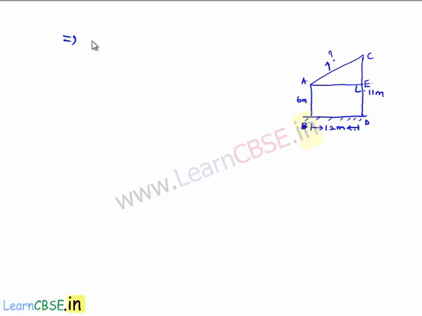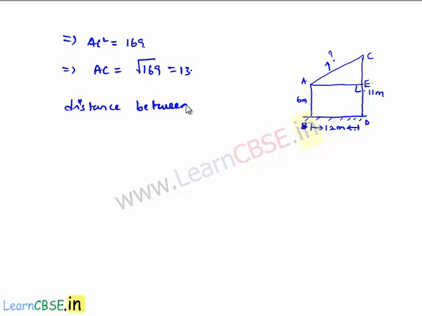That implies AC square is equal to 144 plus 25, which is 169. That implies AC is equal to square root of 169, that is 13. Therefore, the distance between the tops of the poles here is 13 meters.